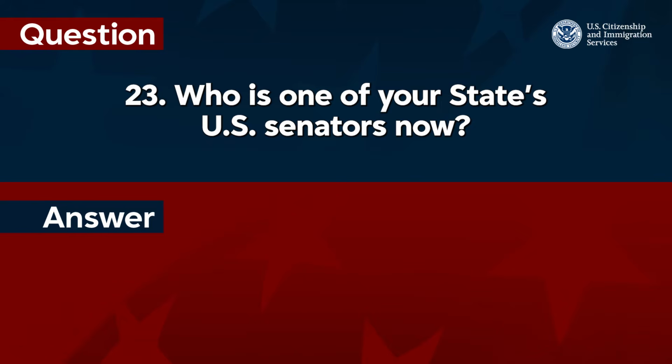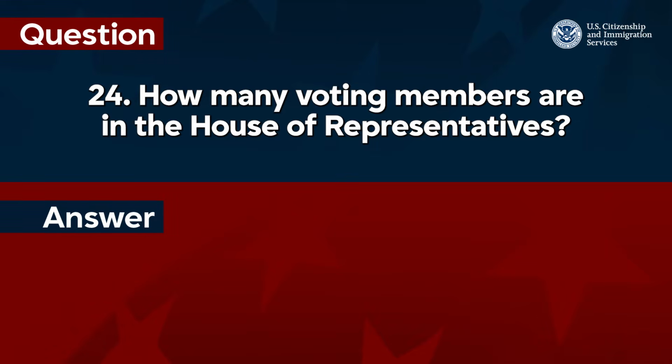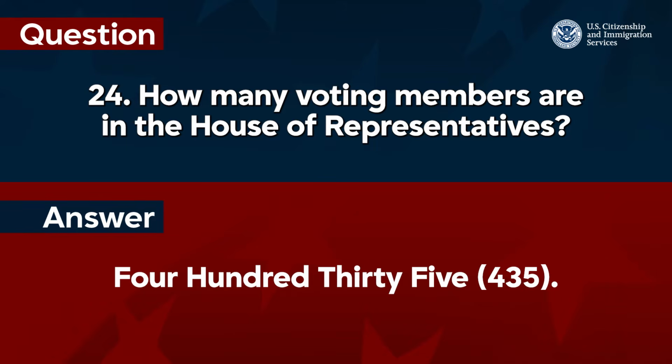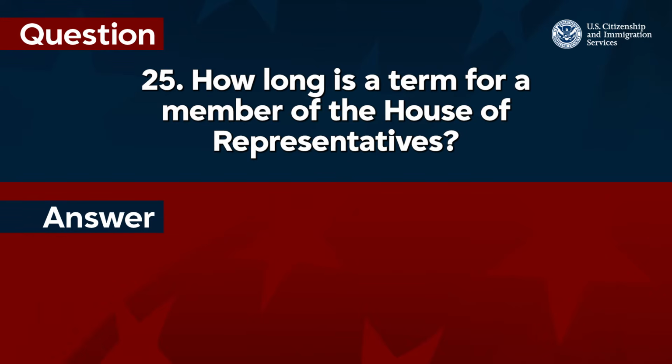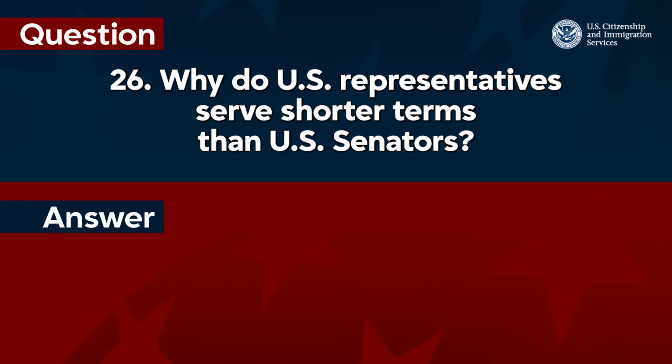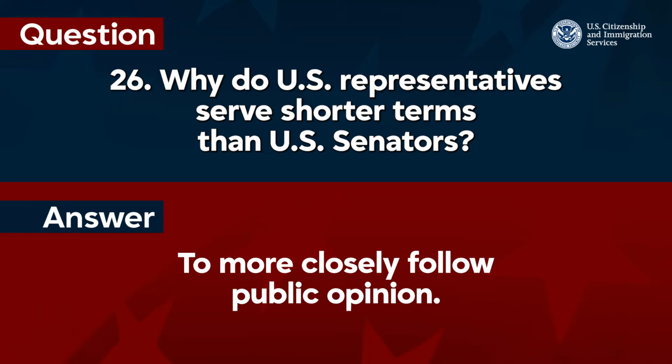Who is one of your state's U.S. senators? Answers will vary. How many voting members are in the House of Representatives? 435. How long is a term for a member of the House of Representatives? 2 years. Why do U.S. representatives serve shorter terms than U.S. senators? To more closely follow public opinion.